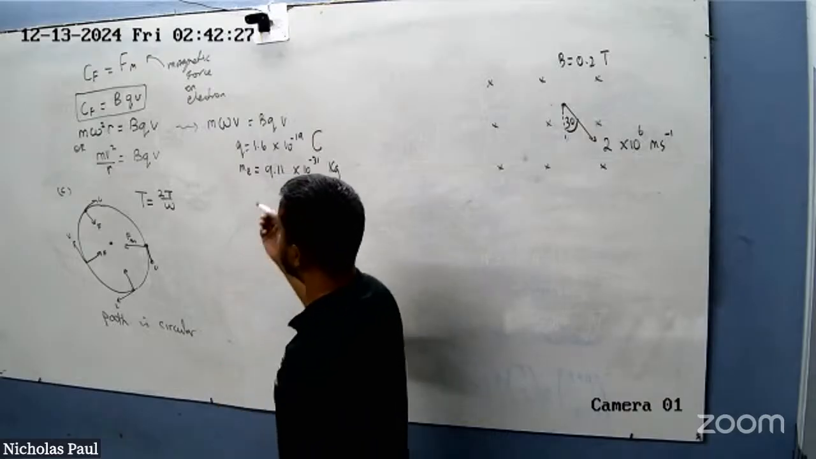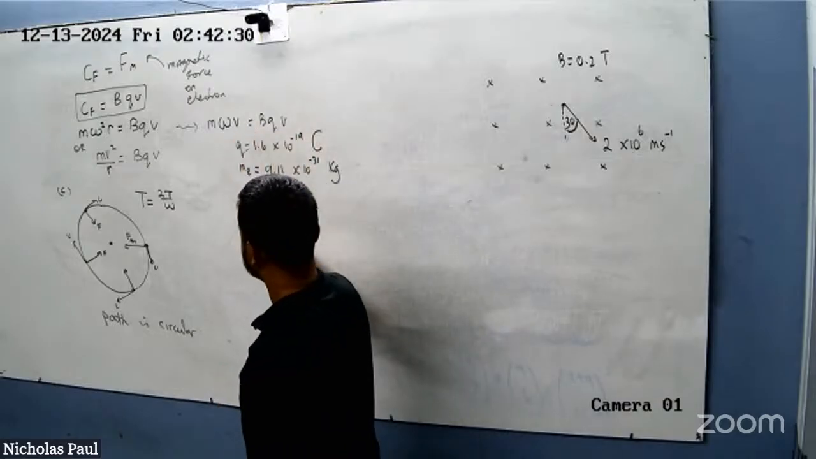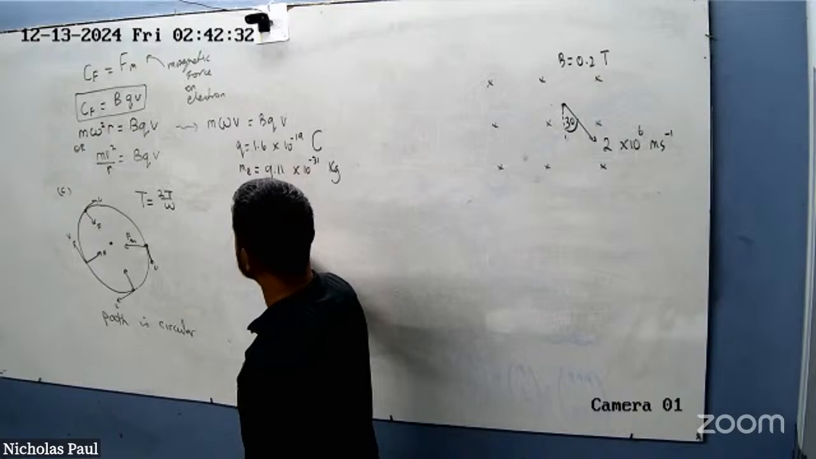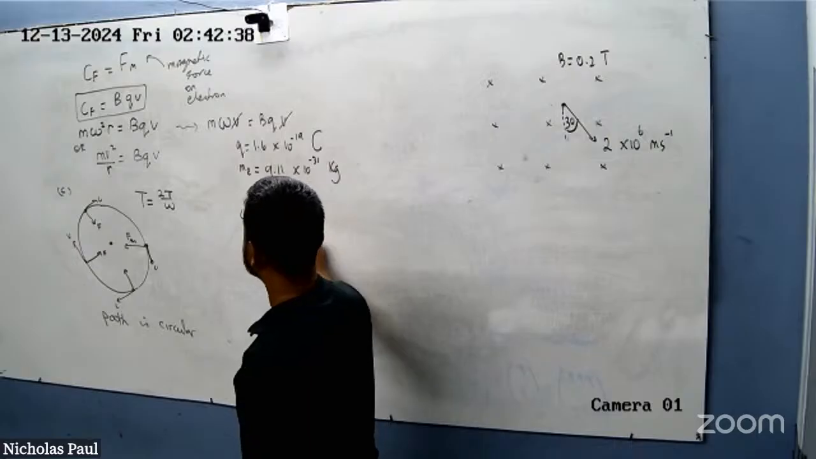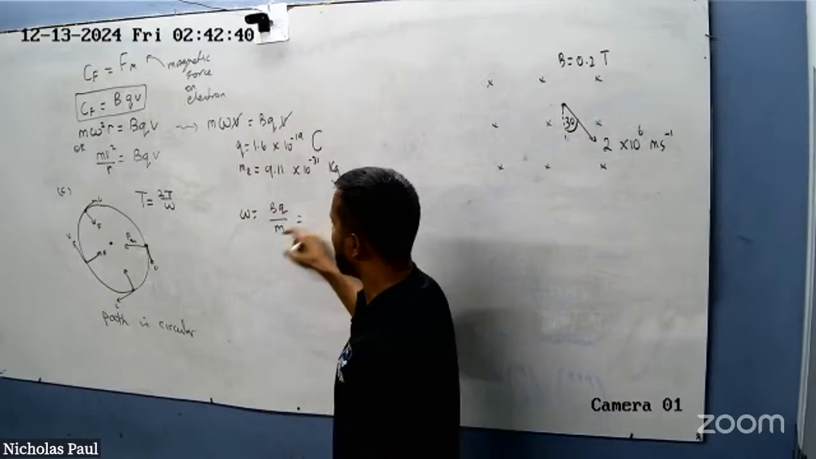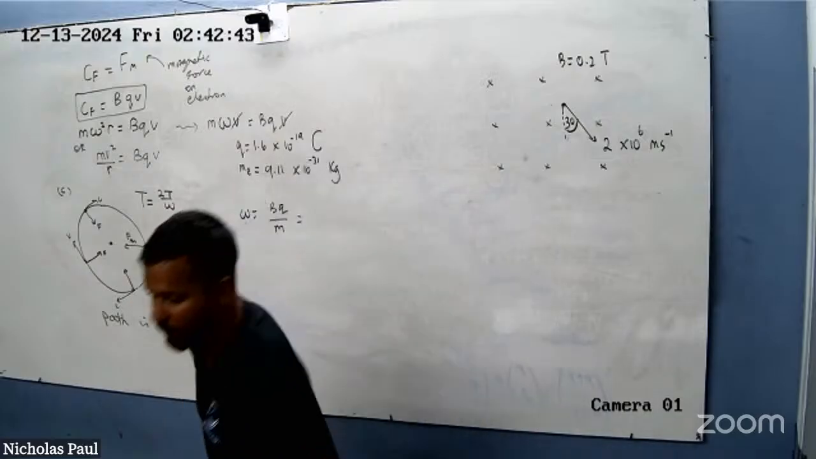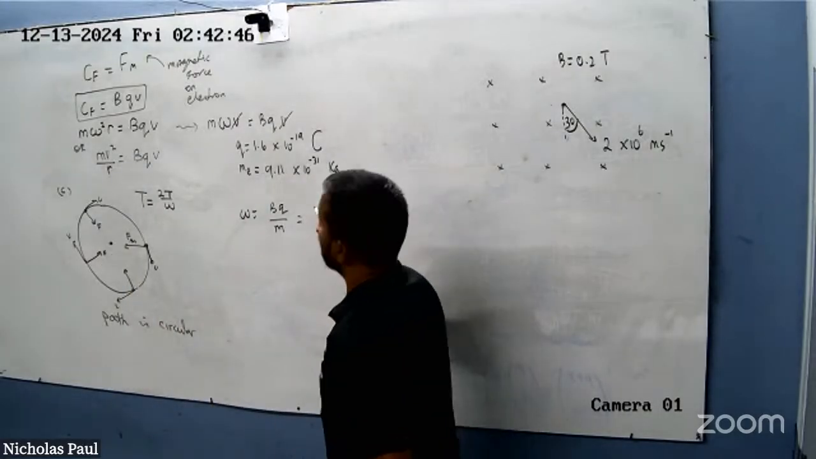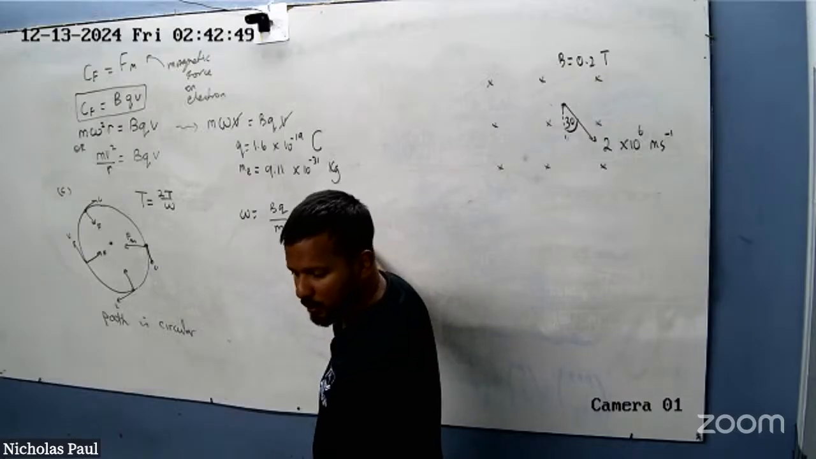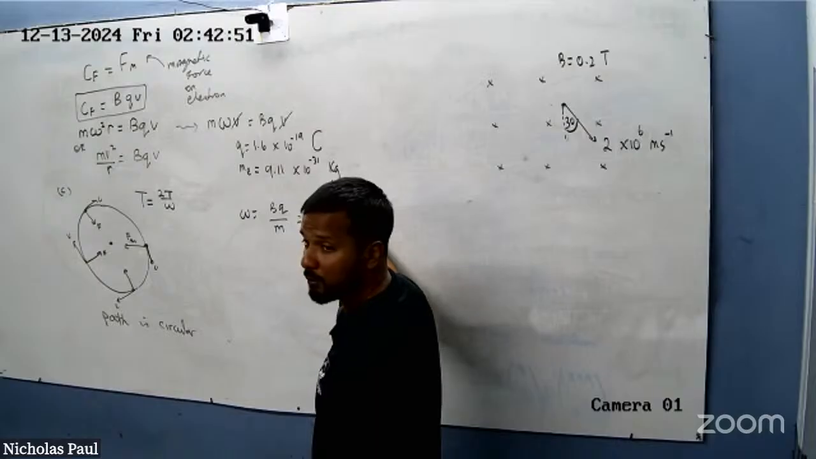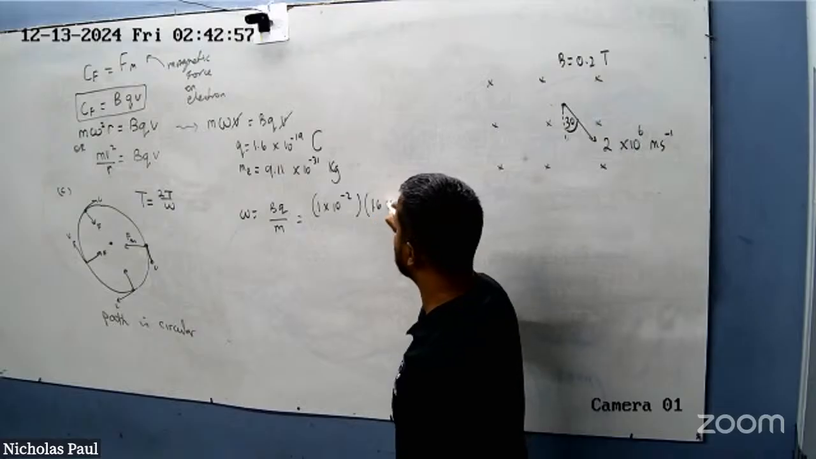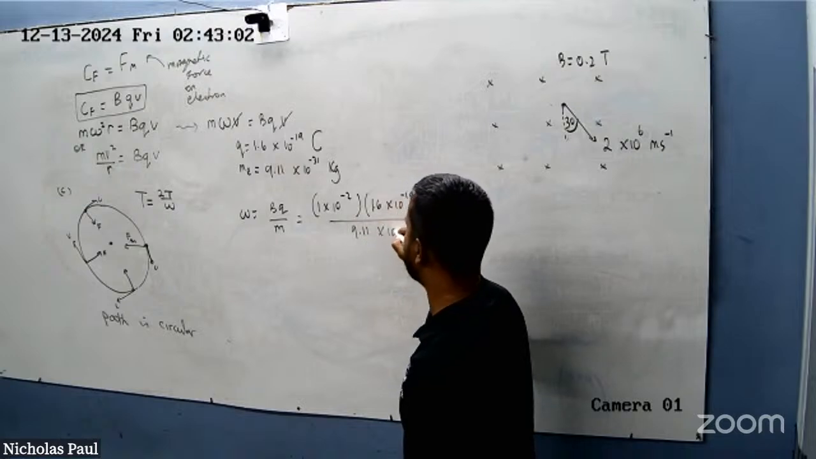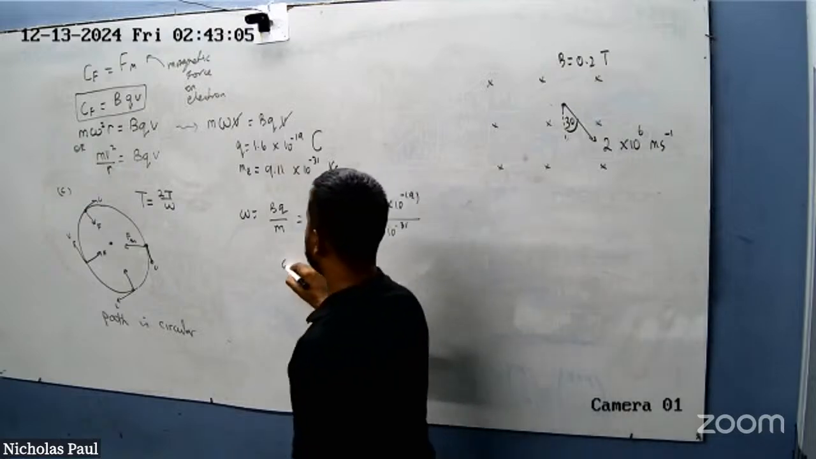Hopefully you reach here and recognize that the B's cancel. Because the B's cancel off, you get omega to be B, Q over M. And once you get to omega, you can find T. What was B again? 1 by 10 to the minus 2. Q is 1.6 by 10 to the minus 19, and M is 9.11 by 10 to the minus 31.